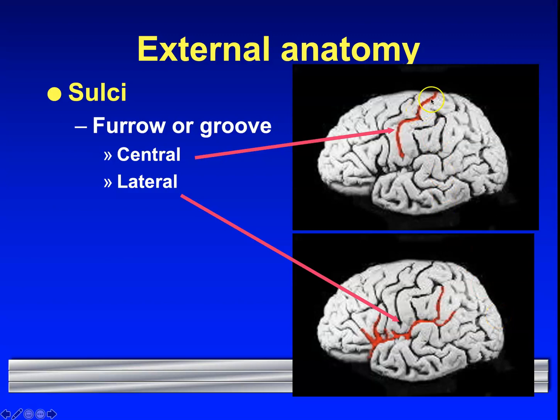A single one is called a sulcus. That's a groove or a furrow. And the central sulcus separates the frontal lobe from the parietal lobe. Everyone's looks different. Every brain is going to look different, but it's always right around here. Now the lateral sulcus, that's going to separate the temporal lobe from the frontal and parietal lobe and all the other lobes. All right.